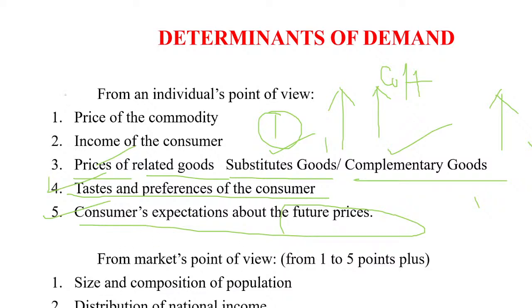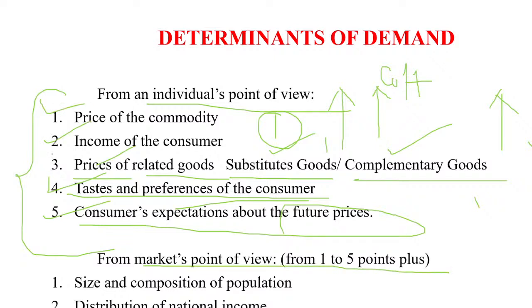Now we were talking about all these 5 points from the individual point of view. Now we come to the market's point of view. If we talk about the market's point of view, these 5 points are included, and apart from these 5 points we are including these 2 points also. One by one, we will discuss both these points. The first point is size and composition of the population.